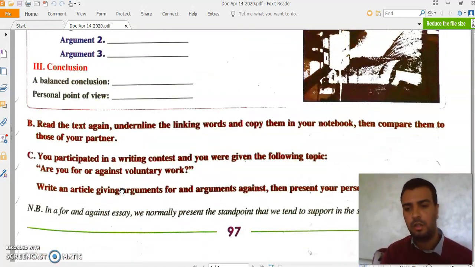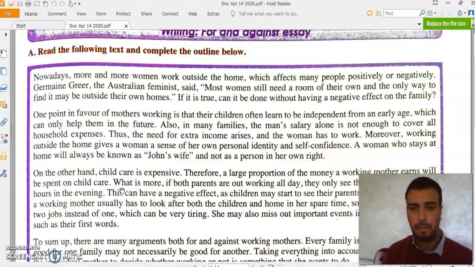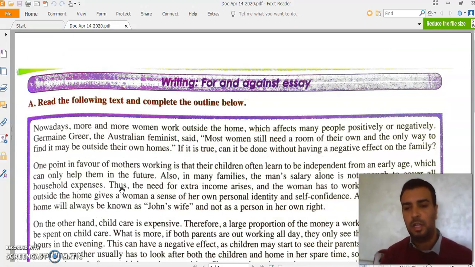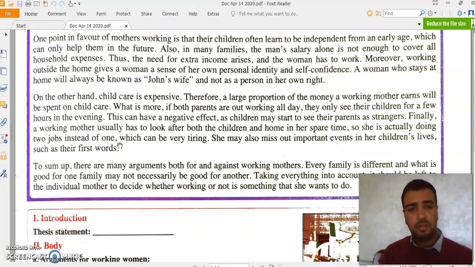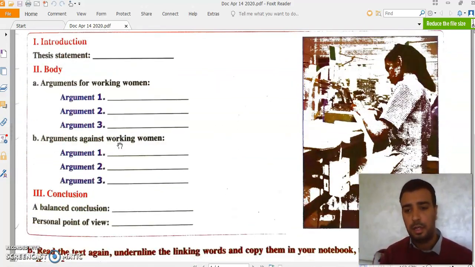Take your books and turn to page 97, please. Today we're going to discuss how to write an essay where you present your arguments, whether you're for or against. Now we have a given text to work on, and right here we have a visual.